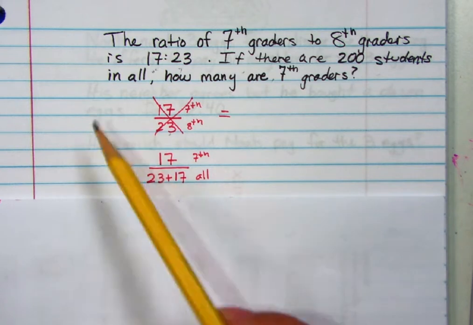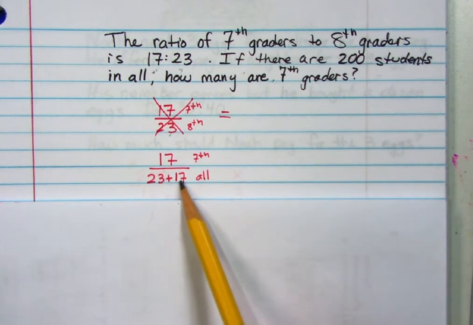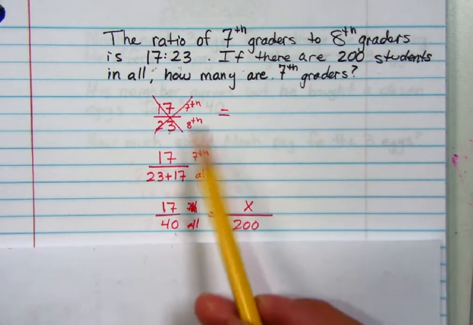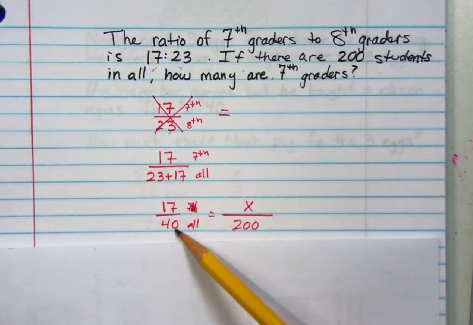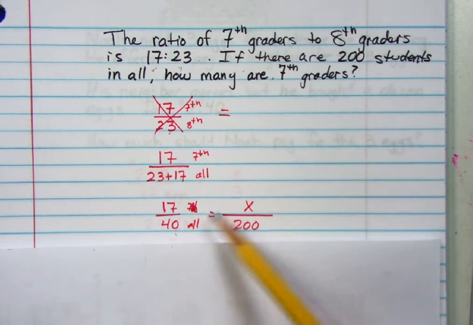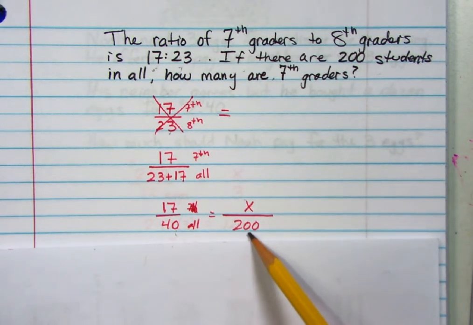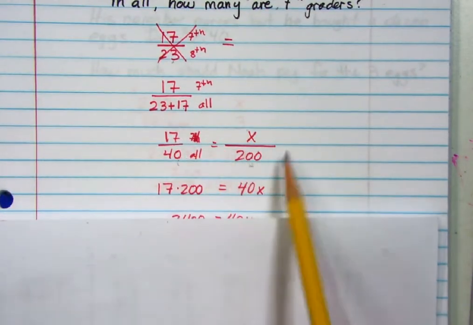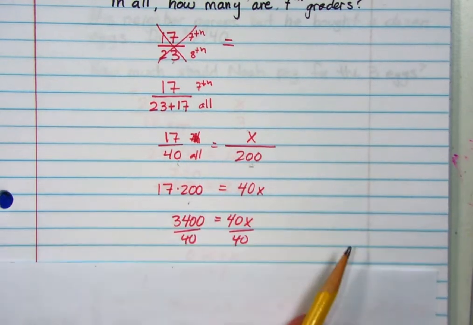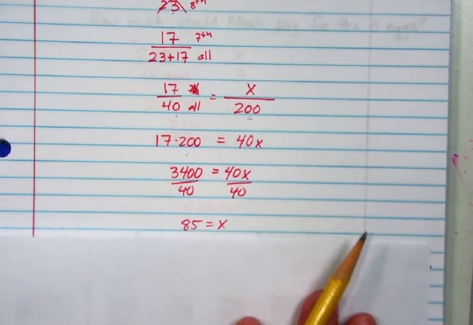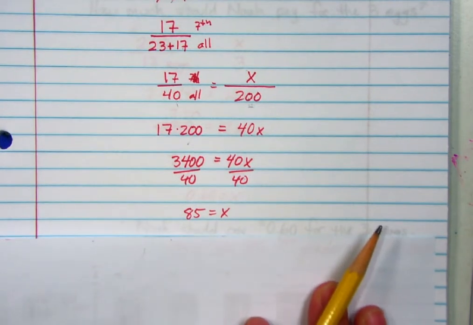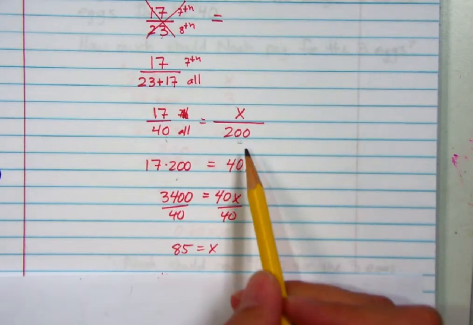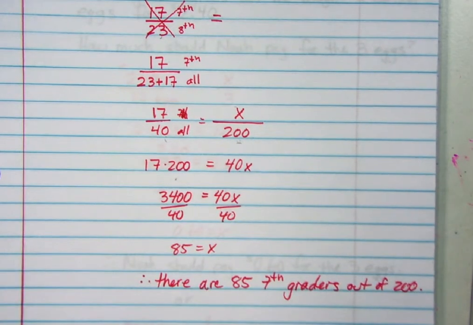So what I needed to do is go 17 over 23 plus 17, which means the total ratio would be 40. Okay, you're adding these two things together. So 17 out of 40, that's all of them, is equal to what over 200? All of the actual students. So we go ahead and use our cross products. 40 times x and 17 times 200. I simplify and divide by my 40 to get x by itself. I find that's 85. So if the ratio is 17 to 23, 7th to 8th graders, we know that out of 200 students, there will be 85 that are 7th graders.